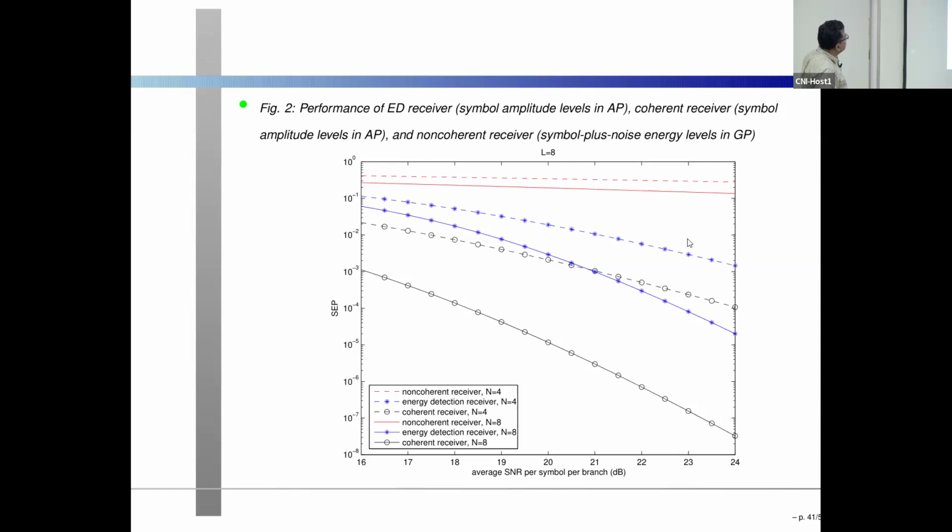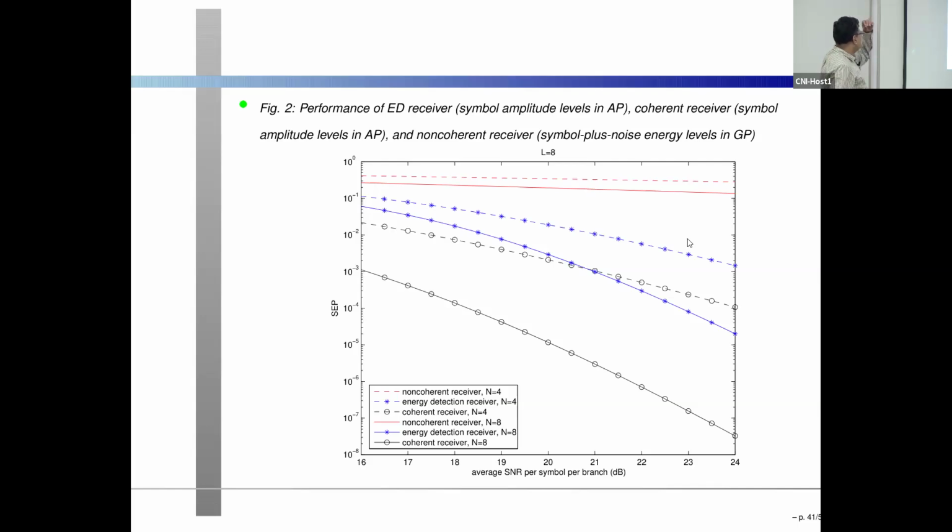Now let's look at the performance of the ED receiver, with symbol amplitude levels in arithmetic progression, the coherent receiver with symbol amplitude levels in AP, and the non-coherent receiver with symbol plus noise levels in GP. Let's look at n equal to 8. This is the non-coherent receiver. It does not look good here because you are comparing with better receivers. This is the energy detection receiver, and this is the coherent receiver.